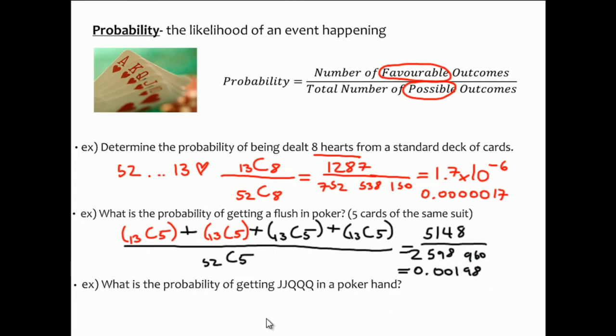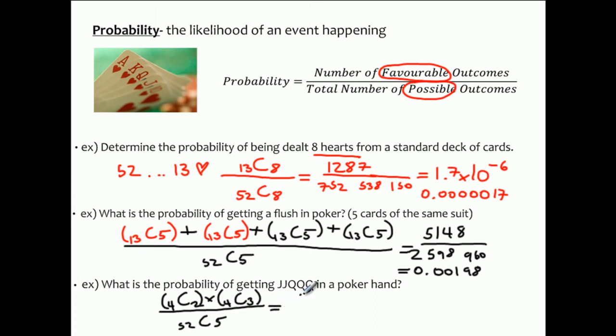So last example, what is the probability of getting 2 jacks and 3 queens in a poker hand? So there are 4 jacks and 4 queens. If we want just 2 jacks, there's 4 of them total we can choose from, and we want them 2 at a time. And there is 4 queens as well total, but we want those 3 at a time. So we want 2 jacks and 3 queens. So we need to multiply these numbers together, and then we divide by the total number of possible hands that we can get in poker. So it's 5 cards at a time.